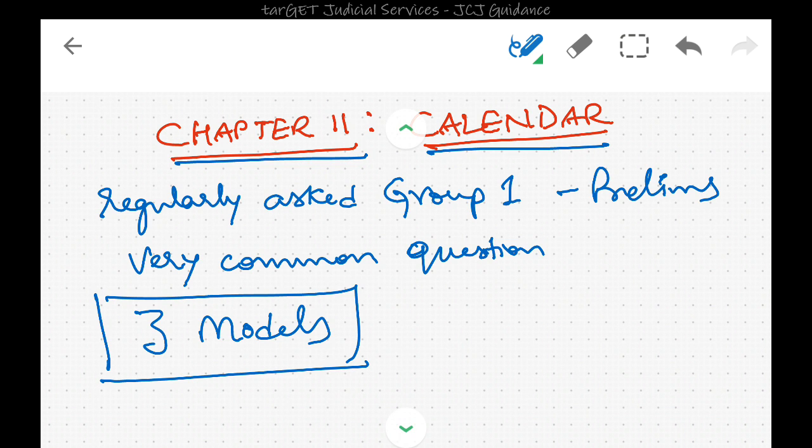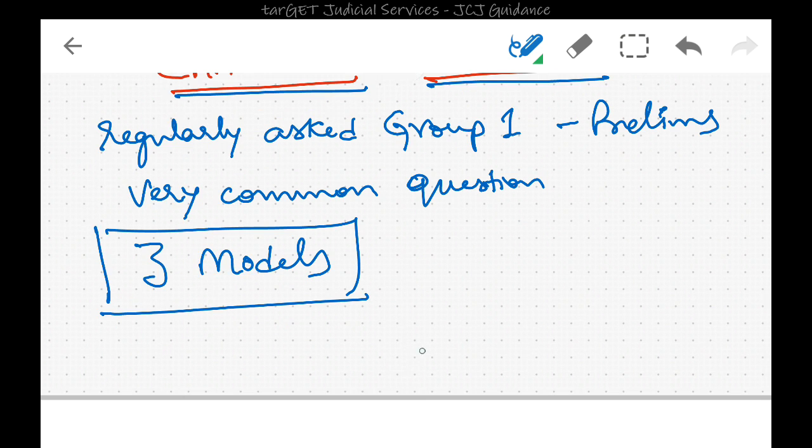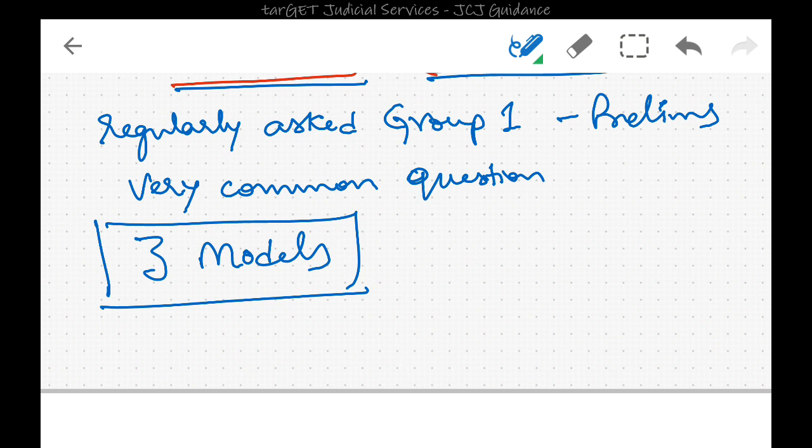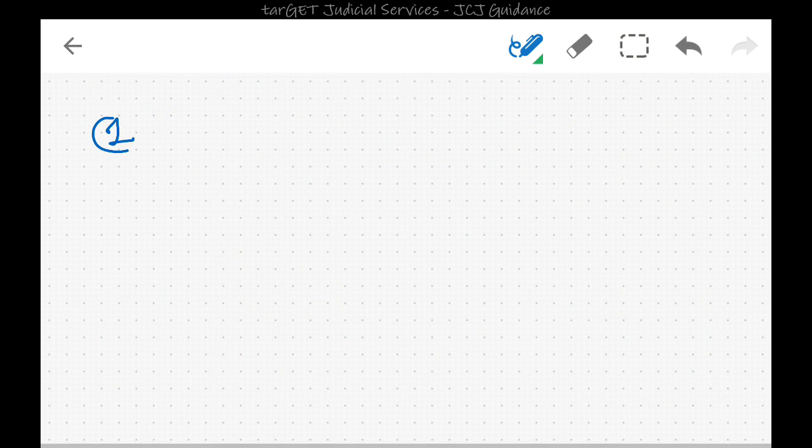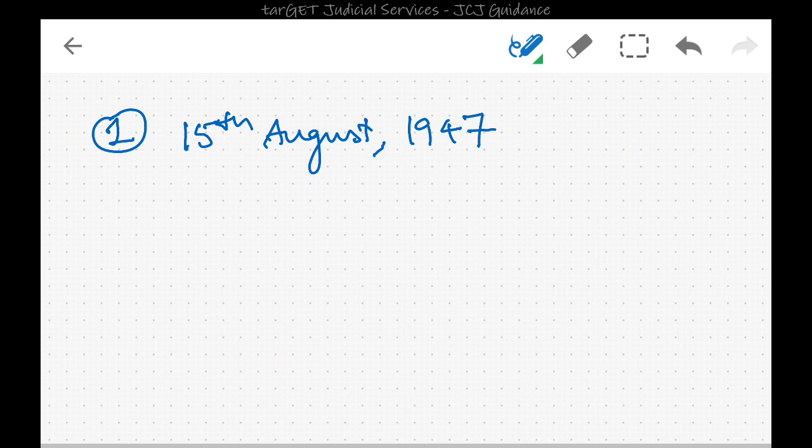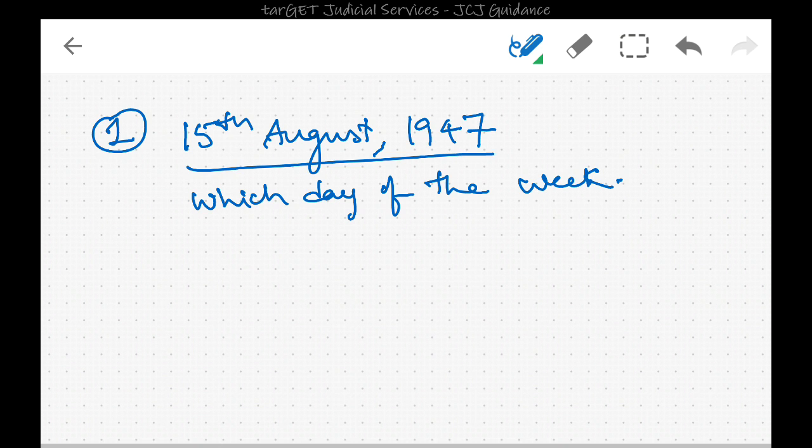First, I will tell you the models of the questions, then we will go to the concept. The first model is you will be given a date and you will be asked to find which day of the week the date falls on. For example, let us consider 15th August 1947. They will ask you which day of the week is 15th August 1947, or take any random date, and you have to find which day of the week that particular date falls on.